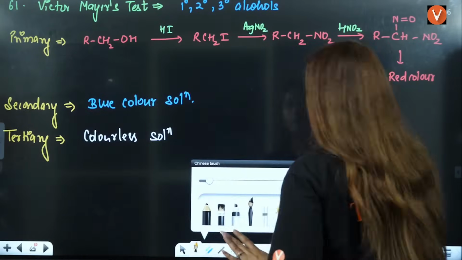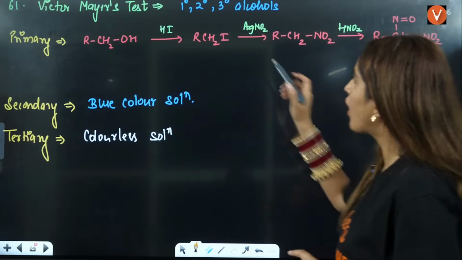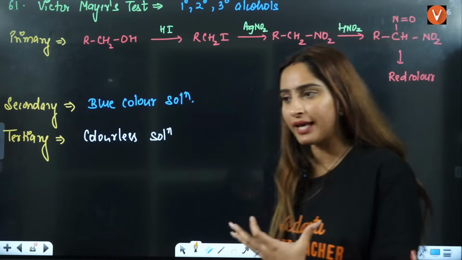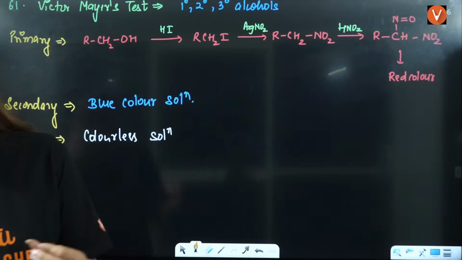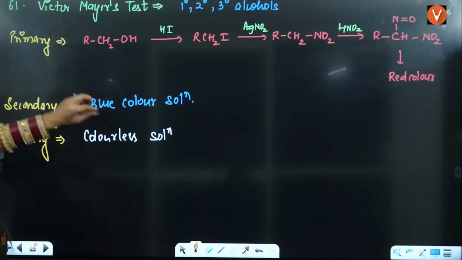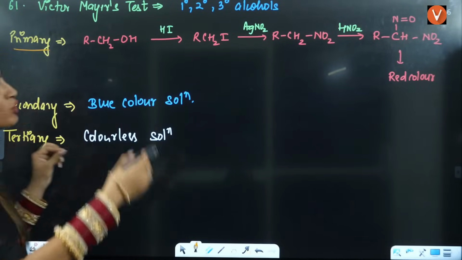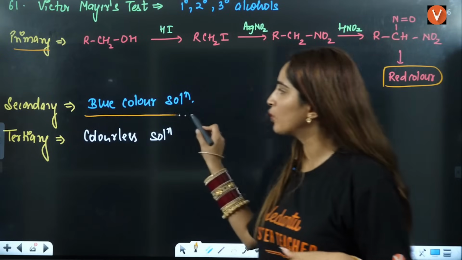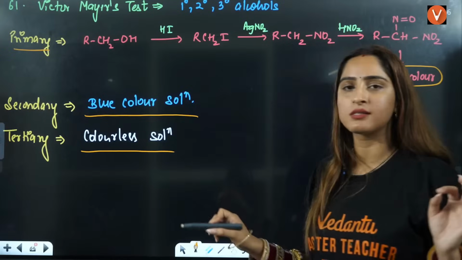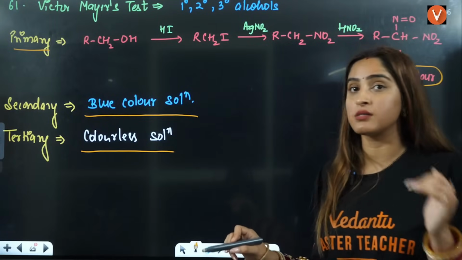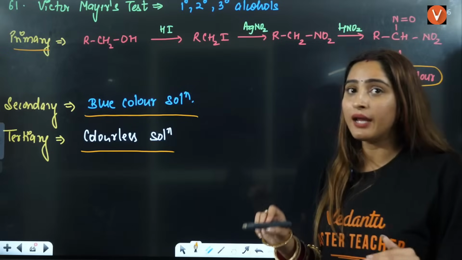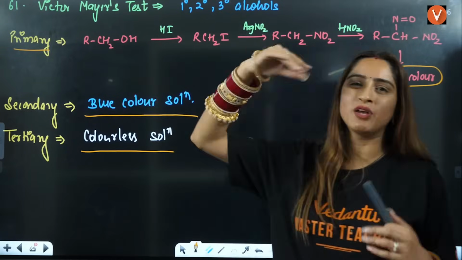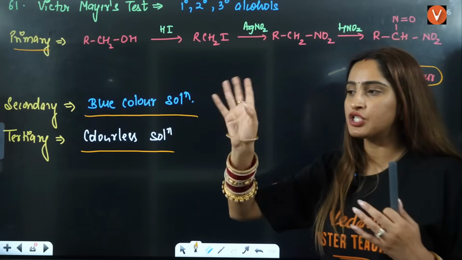Then there is Victor Meyer test, right? For 1 degree, 2 degree, 3 degree alcohol. Ma'am, do I have to learn everything here? Victor Meyer test, you don't have to learn it thoroughly, right? Just remember, for primary, when you use all these reagents, you get red color. For secondary, you get blue color solution. For tertiary, you get colorless solution. Because Victor Meyer test is not frequently asked, but still I have put it here. Even if they ask you, they can only ask for primary, what is the color, for secondary, what is the color, for tertiary, what is the color.